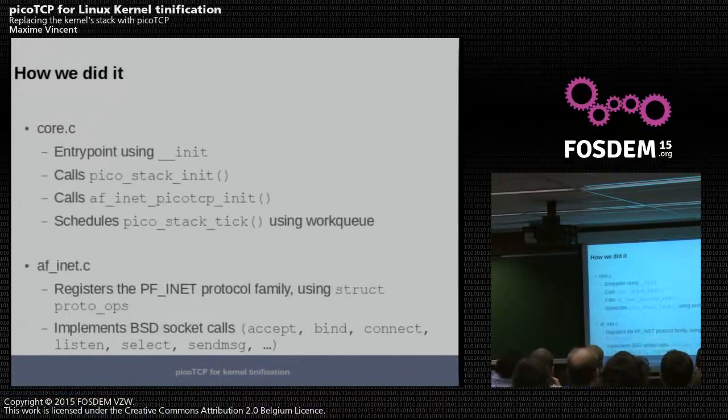Next file is af inet, so that's for address family inet, and this is going to register actually this protocol family again, which we have stripped before, using structs in the kernel like proto-ops, and there you can set all kinds of fields to the callbacks that the kernel is expecting there. And in this file, we also implement all of the BSD socket calls that you would normally use on sockets, like accept, bind, connect, and so on. So they are not actually implemented in this file, but they are calling the original PicoTCP API from there, but using the API that the kernel would expect from these functions.